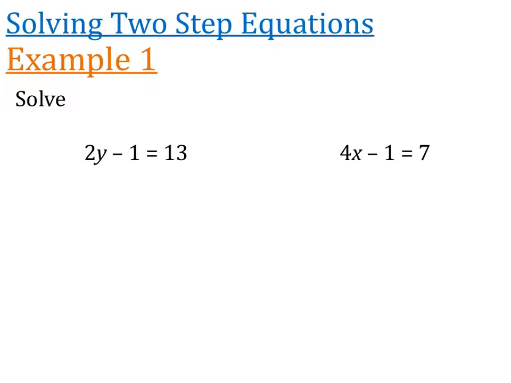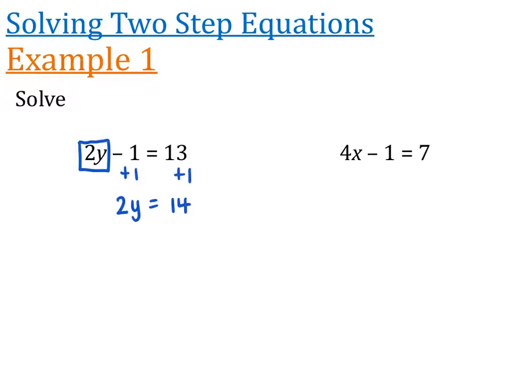We're going to keep the 2y attached to each other, because right now it's attached, so it's just going to live together in this blue square. What I want to do first is get rid of this 1. I can do that by adding 1 to both sides. When I do that, I'm left with 2y is equal to 14.